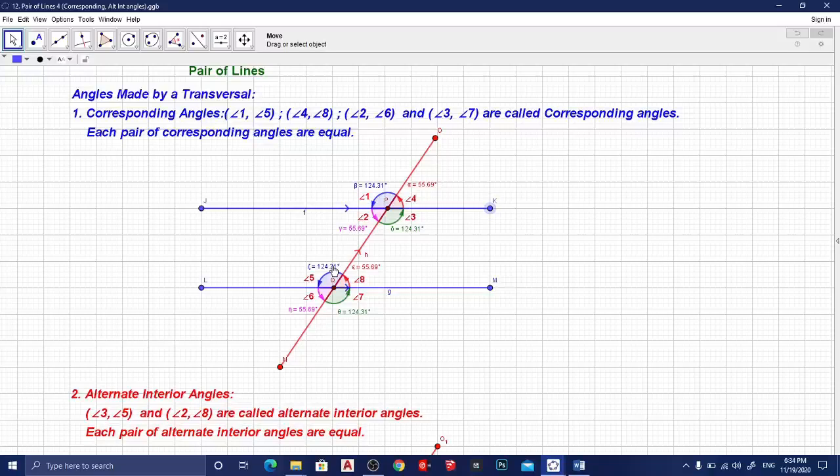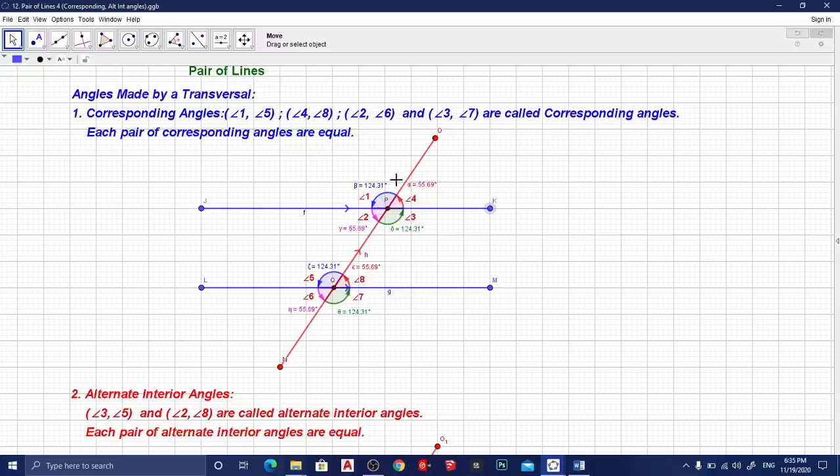Like that, how many pairs will they make? Four pairs of corresponding angles it will make. Okay. So now angle 1 and angle 5 are the corresponding angles, and angle 2 and angle 6 are the corresponding angles, because these two are also forming at the same place. And angle 4 and angle 8 are also corresponding angles. Angle 3 and angle 7 are also called the corresponding angles.